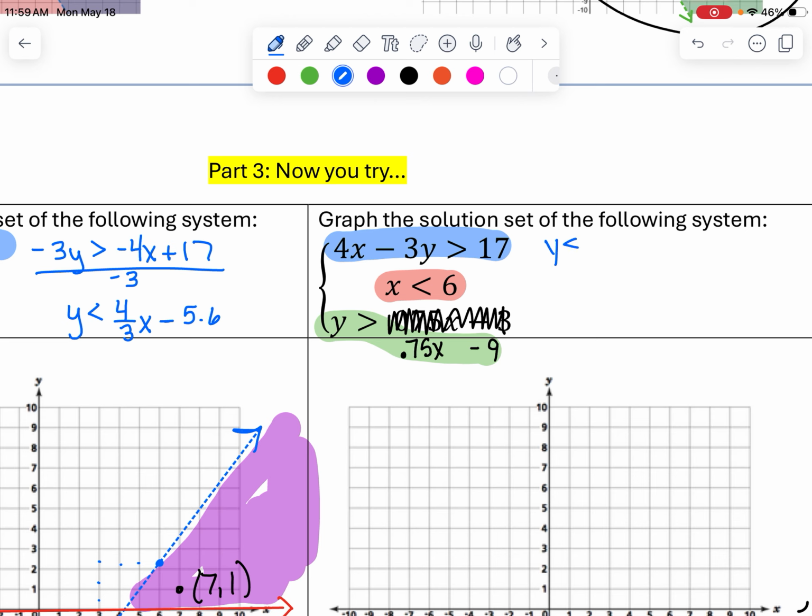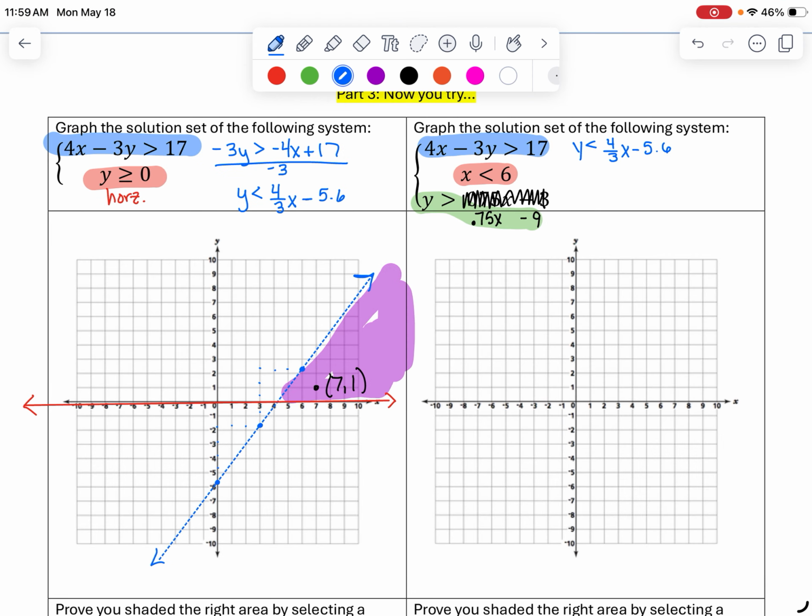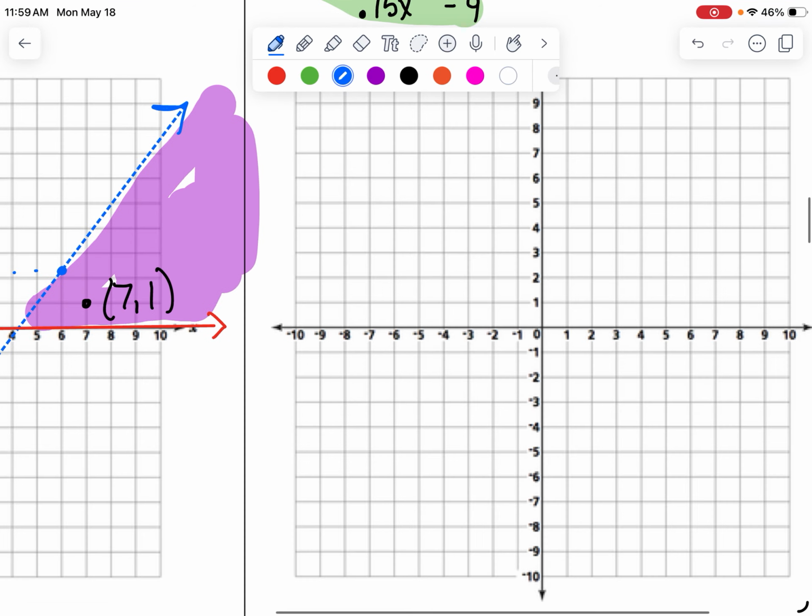So if we solved for y, we would end up getting 4 over 3x minus 5.6. And we're going to graph that literally the same way we did on the last one. We're going to go down to negative 5.6, go up 4 over 3, up 4 over 3. Connect using a broken line.